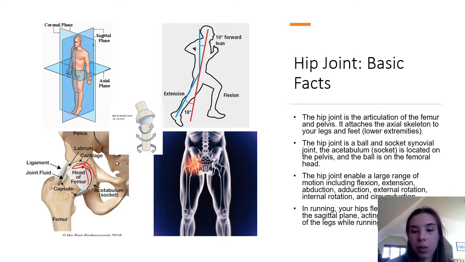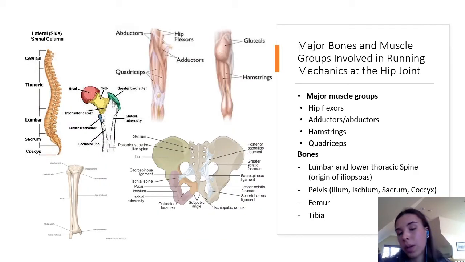So the hip joint enables a really large range of motion, especially when doing flexion motions. And these motions include flexion, extension, abduction, adduction, external rotation, internal rotation, and circumduction. And in running, your hips flex and extend along the sagittal plane, acting as the fulcrums of the legs while running.